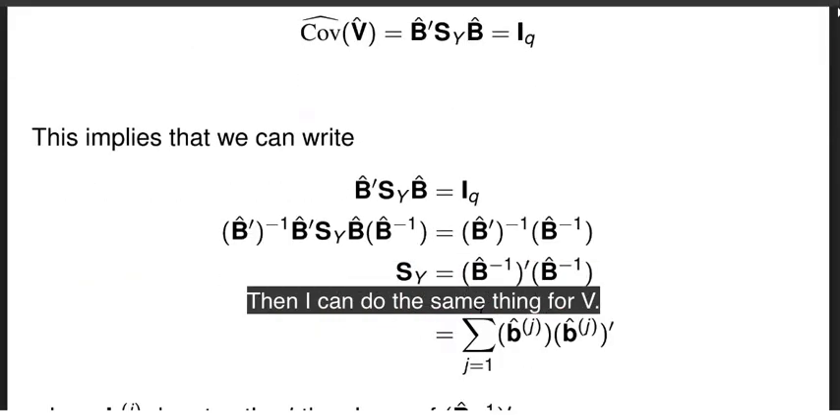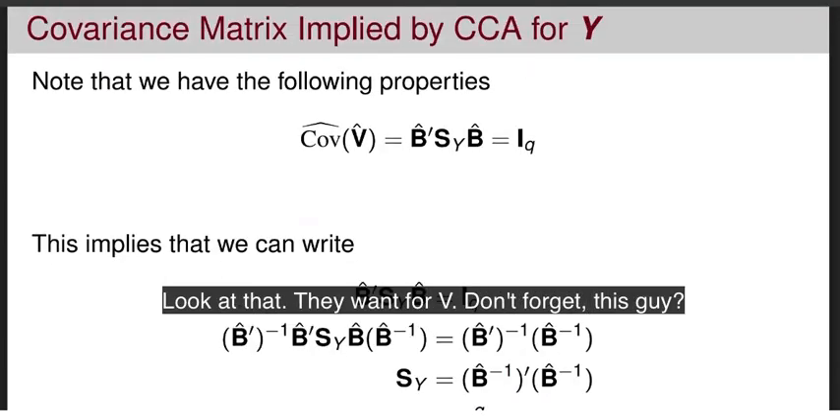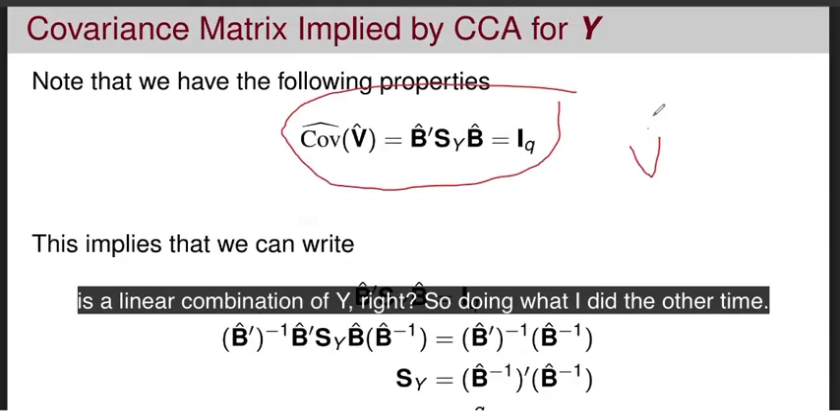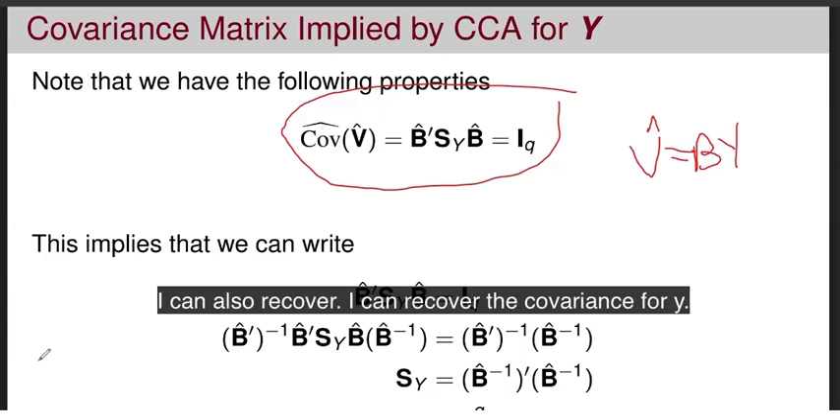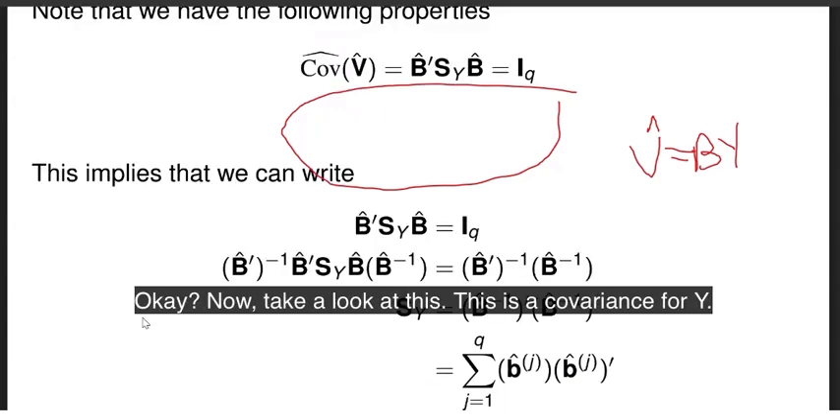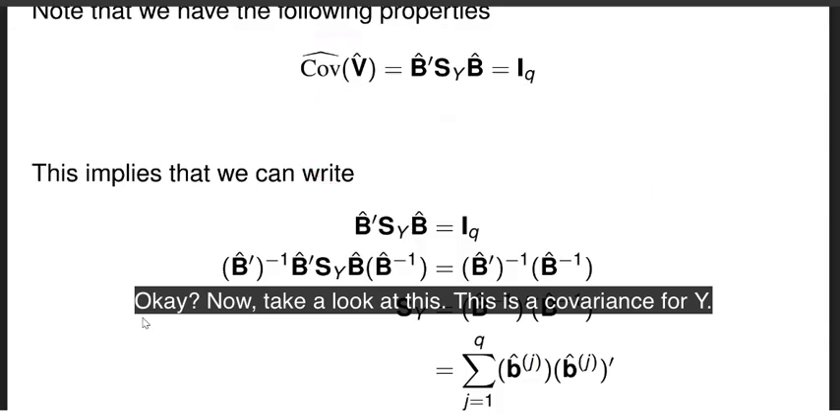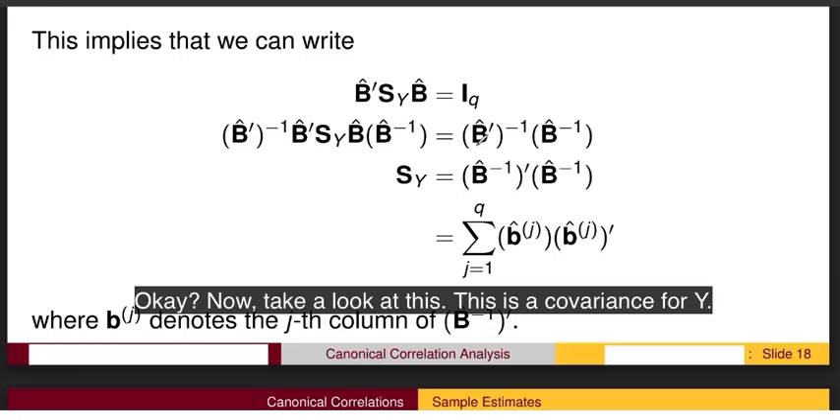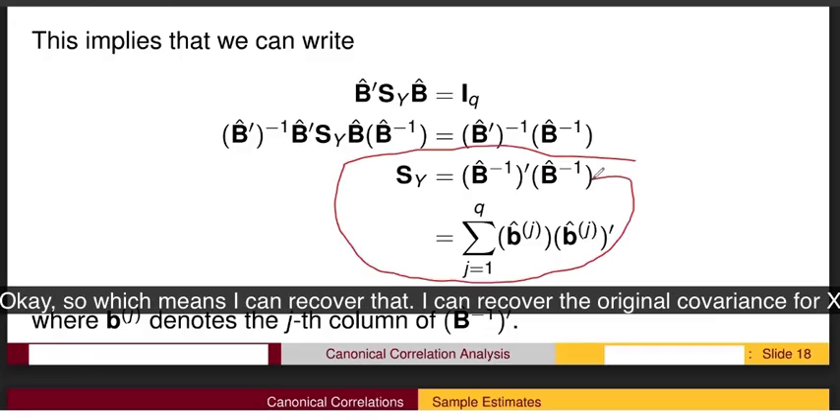Then I can do the same thing for V. Look at that, the one for V. Don't forget, this guy is a linear combination of Y, right? So doing what I did the other time, I can also recover the covariance for Y. Okay? Now, take a look at this. This is a covariance for Y. Which means I can recover that.